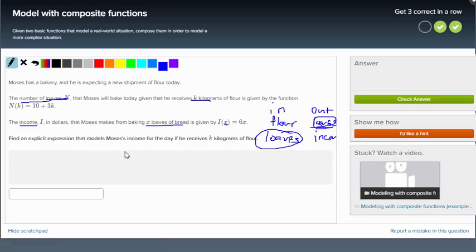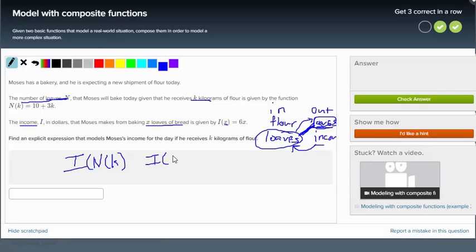Find an explicit expression that models Moses' income for the day if he receives K kilograms of flour. So since these match up, I'm going to take my income, and instead of loaves, instead of X, we're going to say it's whatever the output was for the first one. The output for the first one was N of K, was N, and the input was K. Which says if I know how much flour I'm going to get, I know how many loaves of bread I'm going to make, then I'm going to know how much income I can make off of that. So I just need to replace N of K with 10 plus 3K.